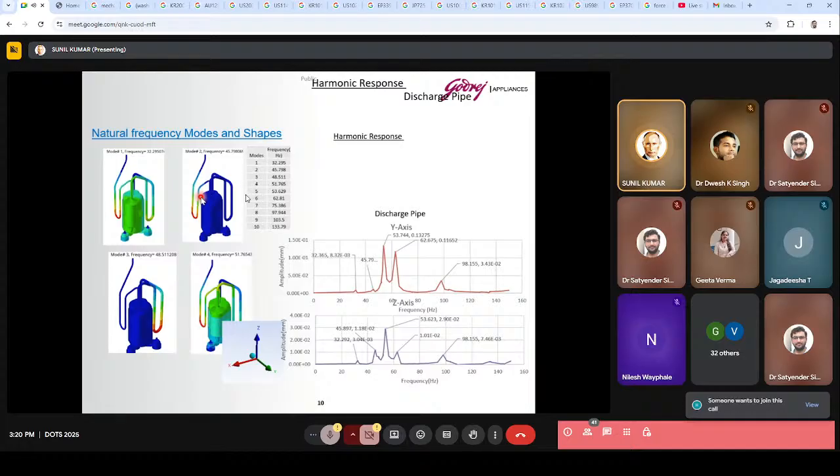Because if the pipe vibrates at a higher frequency, or if it gets resonance, there can be leakage within a month, or even within 1 month. And we can also extract in simulation the life of the piping.